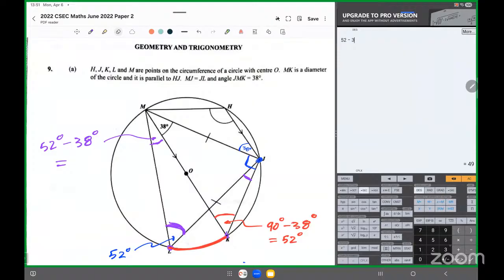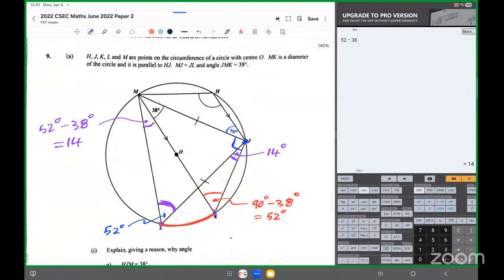Yes, sir. That's 14. That's 14 degrees. So it means that this angle in here is also 14 degrees, by the same segment rule. Why did I say that, right? So let's go now and see how we present it.